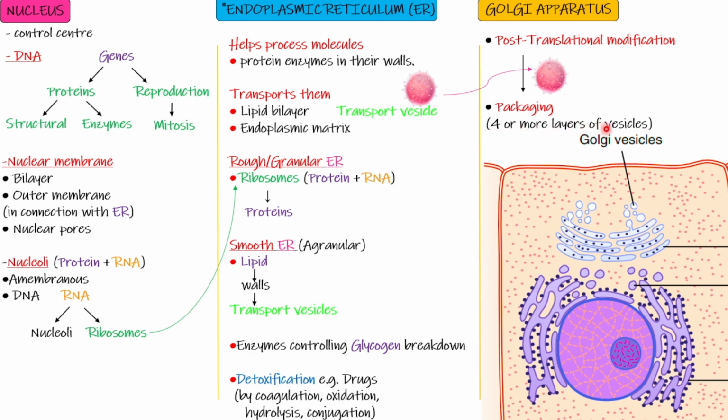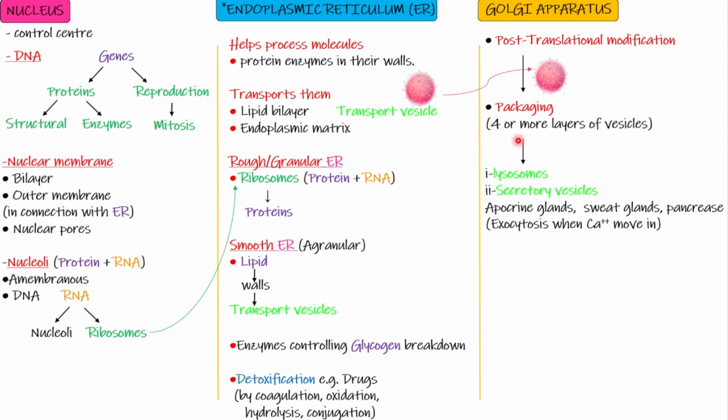It has 4 or more layers of vesicular membrane. So packaging of what exactly? Packaging of the proteins, the enzymes. After packaging, what product is formed exactly? The lysosomes are formed. The secretory vesicles are formed. What are lysosomes? We'll discuss it in the next slide. Lysosomes are basically the main digestive organ of the cell.